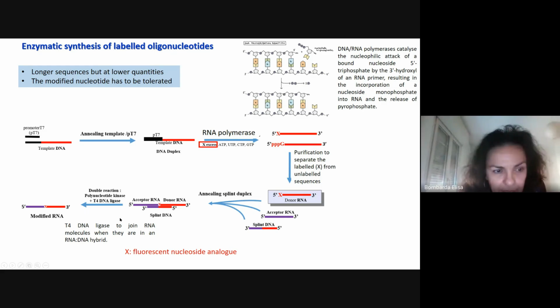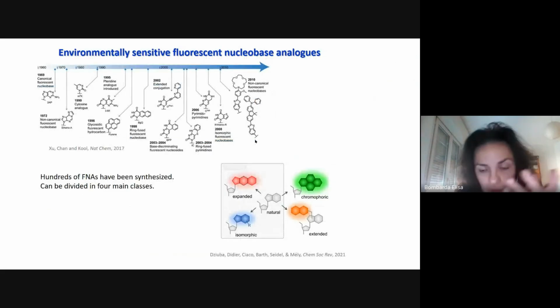Okay, so yes, but of course, the limitation besides the quantity is also the fact that the modified nucleotide has to be tolerated by the polymerase. So then, of course, some deliberation needs to be made. Okay, so here are the environmentally sensitive fluorescent nucleobases.